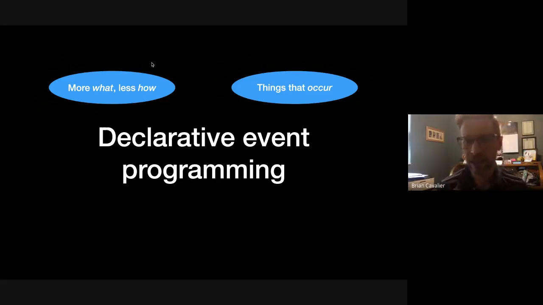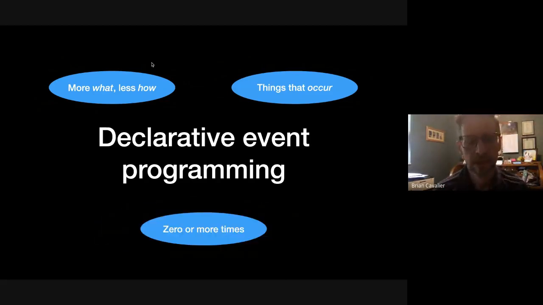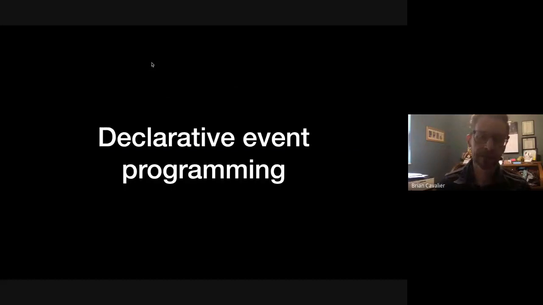And events are things that occur 0 or more times. So you can think of an event as like a time value pair, where the time is just as important as the value. So for example, DOM events. DOM events are a kind of event, right? You can't really separate the time from the value.